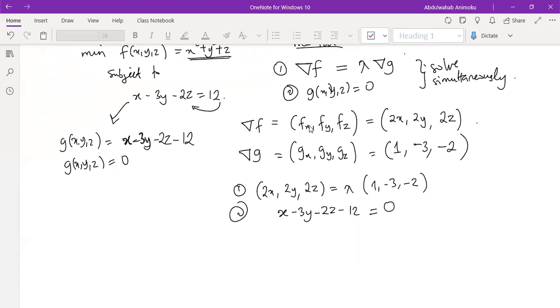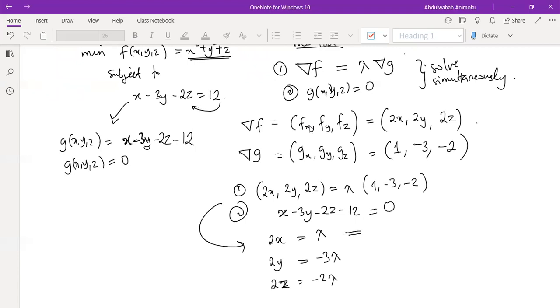Now let's focus on the first one. When you compare the components, the first component on the left-hand side is 2x, and on the right-hand side it will be lambda times 1, which is lambda. For the second component, you have 2y equal to minus 3 lambda, and the third component, 2z, equal to minus 2 lambda.